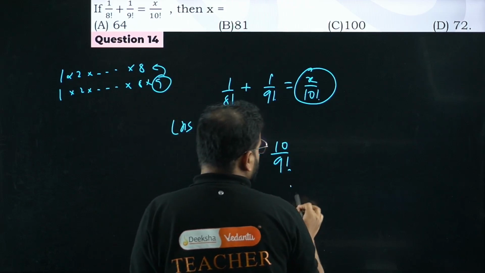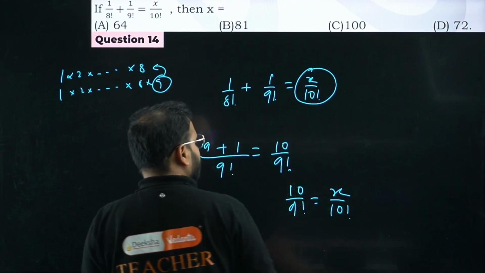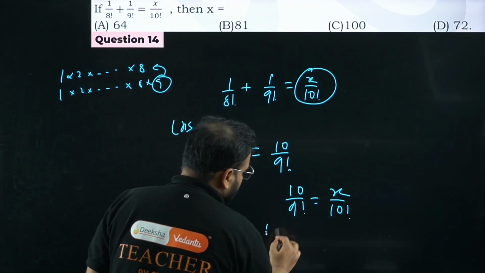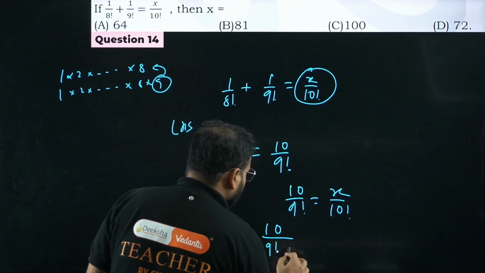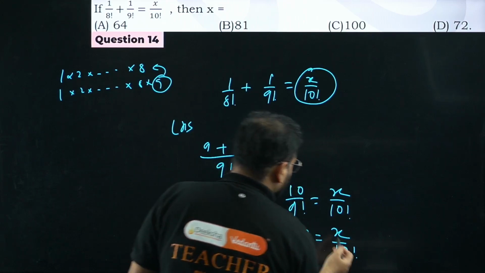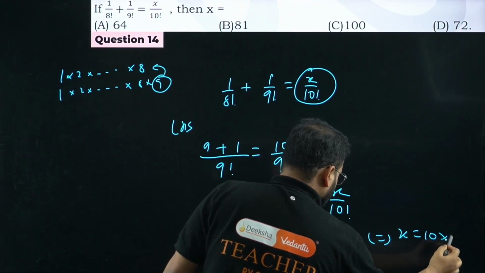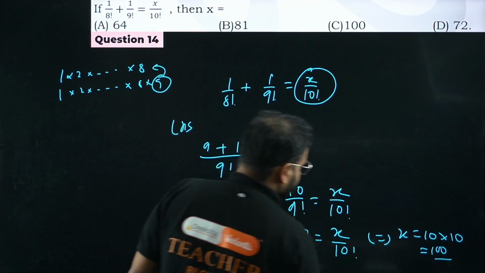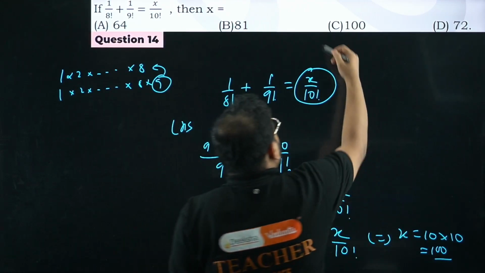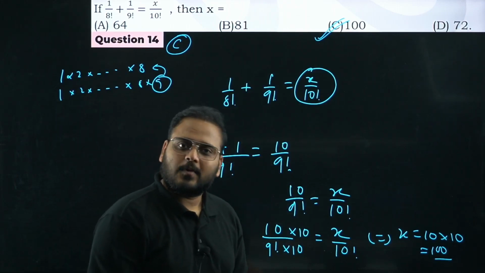I want to make this 10 by 9 factorial equal to x by 10 factorial. That's what they've given. How do you make this common? Check the denominator. By multiplying 10 over here. So multiply here 9 factorial into 10. Here also you multiply 10. What do you get? You get x equals 10 into 10. Compare this. So we get 100 over here. 10 into 10 is 100. x equals 100 is the right answer. Option C is correct. Please check. Okay. Option C is correct.